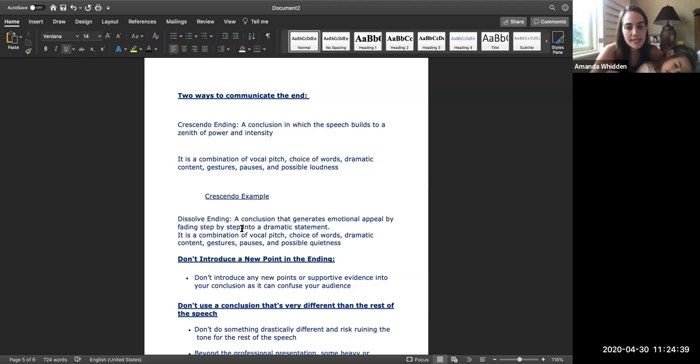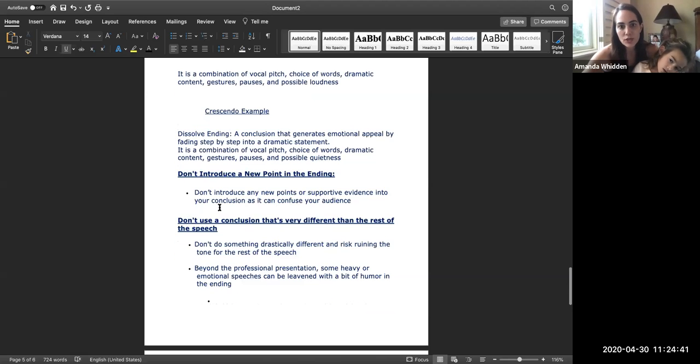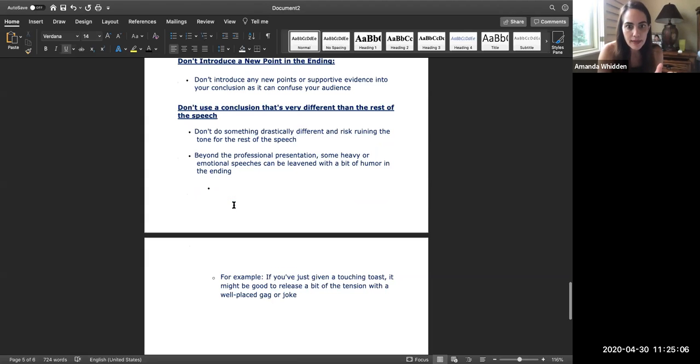The other last thing that I want to make sure of, these last 2 points, make sure that you aren't introducing any new points or support. And then make sure that your conclusion isn't drastically different. If it was a completely emotional speech, we don't want to end with humor. It would be awkward or just ruin that tone and how we leave.